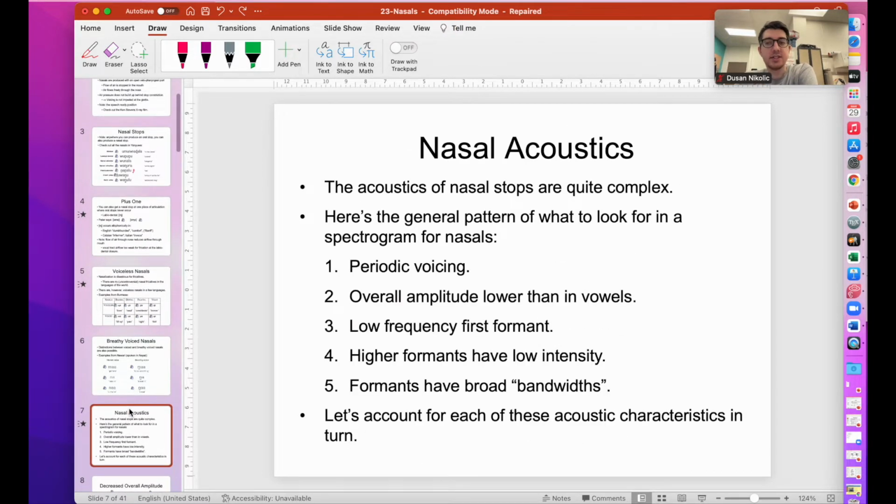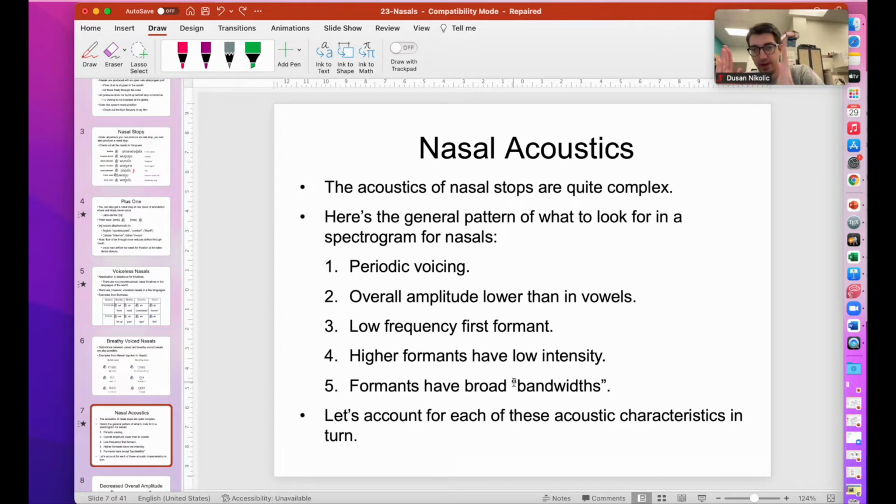Nasal acoustics. The acoustics of nasal stops is quite complex. The general pattern, what to look for, is the periodic voicing. So you have voicing, your glottal folds are working, and it's usually voiced. And we are going to talk about English nasals, of course. The overall amplitude is lower than in vowels, right? And we'll see why. Actually, you may be able to answer it right now, right? We have low frequency at the first formant, and higher formants have a low intensity.